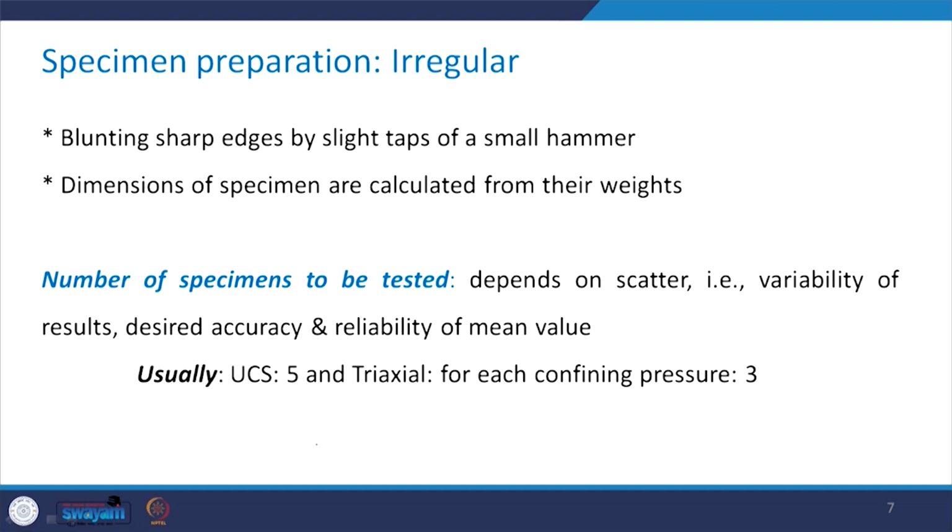Now dimensions of the specimen, how to calculate them. So in case of the irregular specimen, they are calculated from their weight. We take the equivalent volume and then from there we try to find out the dimension of the specimen. Next question is, sample is prepared. How many samples should we test?